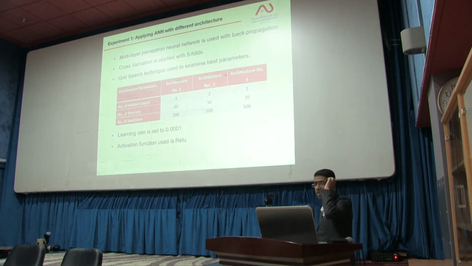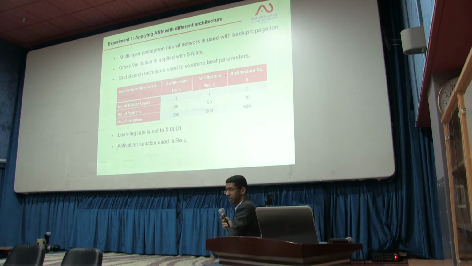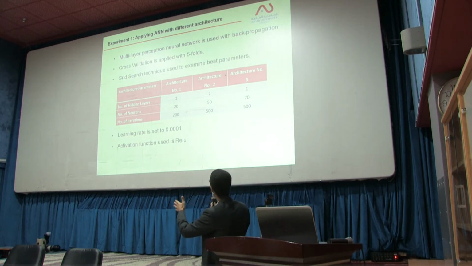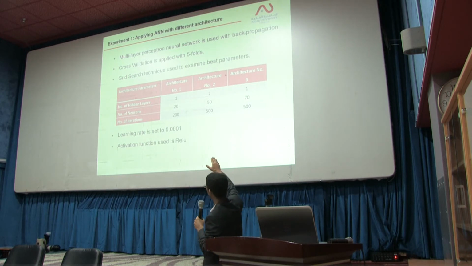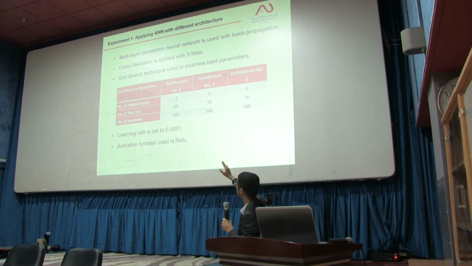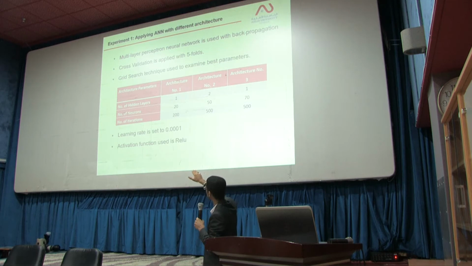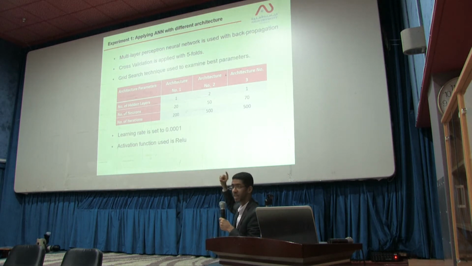The first experiment is for the artificial neural network. I applied a multi-layer perceptron neural network with backpropagation, and cross-validation is applied with 5 folds. Grid search is applied, where I tested three architecture settings for the neural network to get the best result. I applied the best pre-processing and feature engineering. Here I have applied three settings. For example, in the first experiment, I set one hidden layer for the architecture, and in the second, I have 20 neurons for the hidden layer.